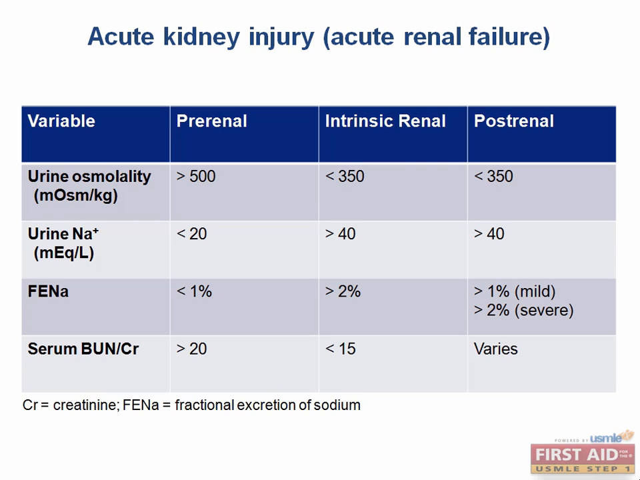The fractional excretion of sodium is the percentage of sodium filtered by the kidney which is excreted into the urine. So an abnormally high fractional excretion of sodium, such as greater than 2%, means what? It means the sodium is being filtered through the glomerulus, but it's not being reabsorbed properly by the tubules. This means there is a problem intrinsic to the kidneys or postrenally. Finally, the serum BUN to creatinine ratio can tell you whether the renal failure is prerenal because the ratio will be greater than 20. If it's less than 15, then it'll be intrinsic renal because the kidneys are failing to reabsorb BUN.